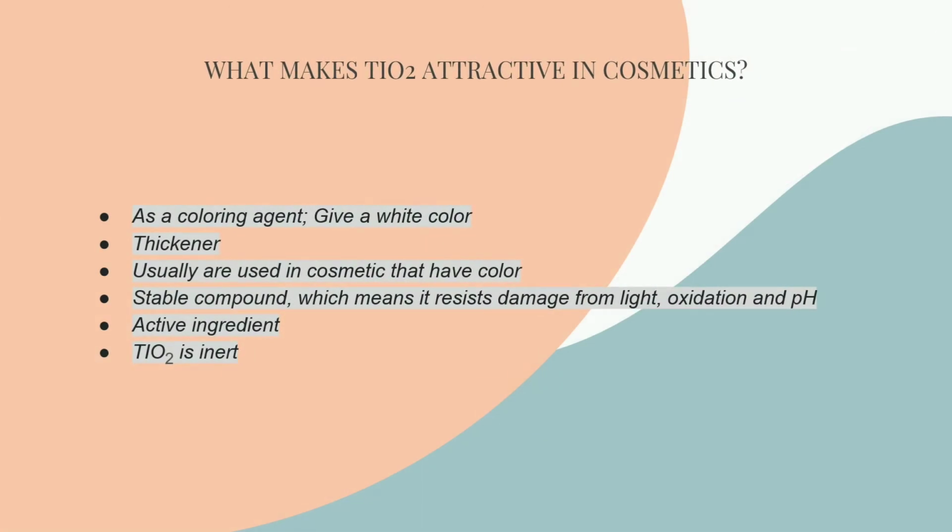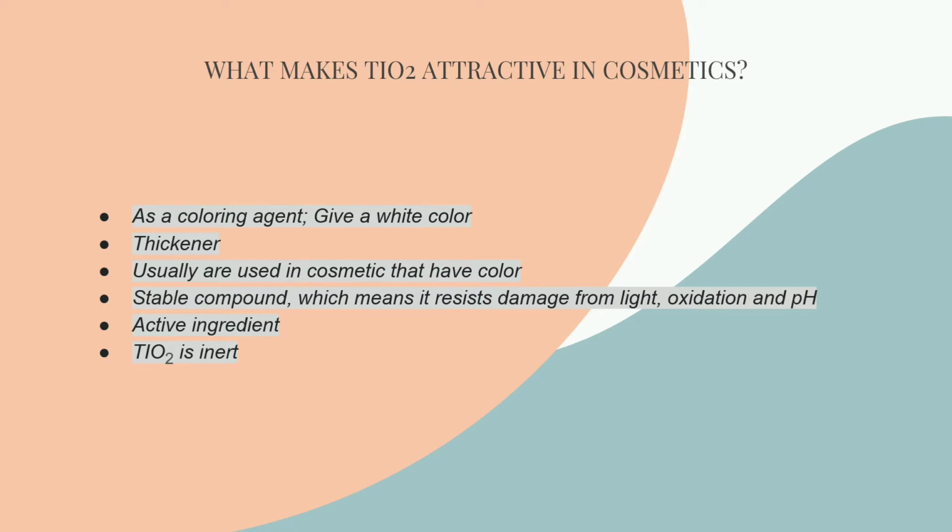What makes titanium dioxide attractive in cosmetics? Titanium dioxide as a coloring agent is widely used to give a white color. Titanium dioxide is used both as a pigment and as a thickener for creams. Furthermore, titanium dioxide can usually be found in cosmetics that have colors such as lipstick, foundation, and mascara.